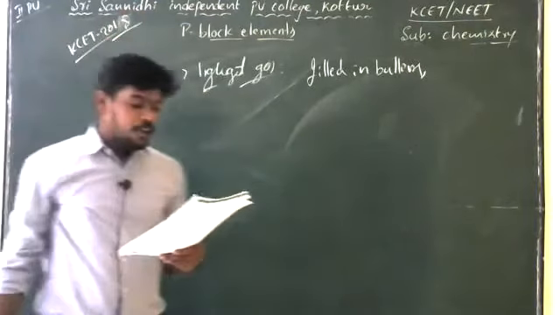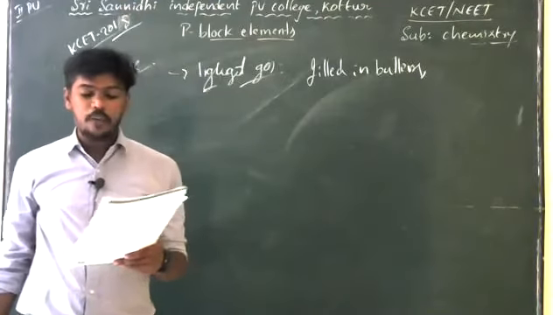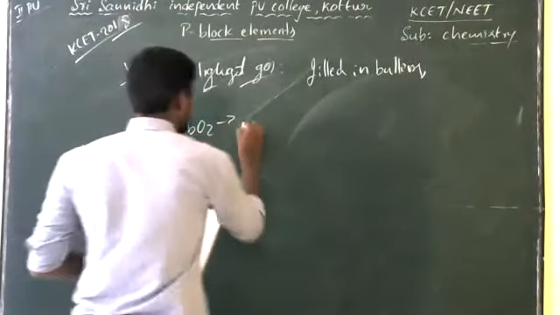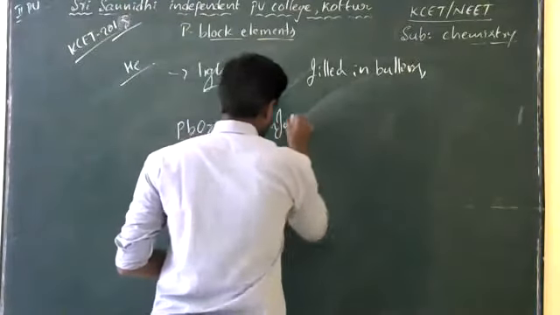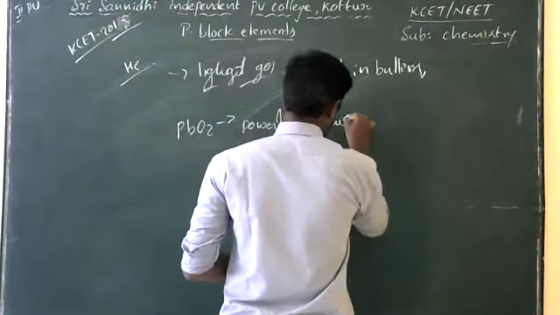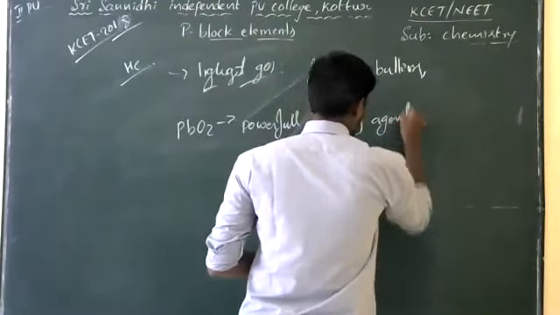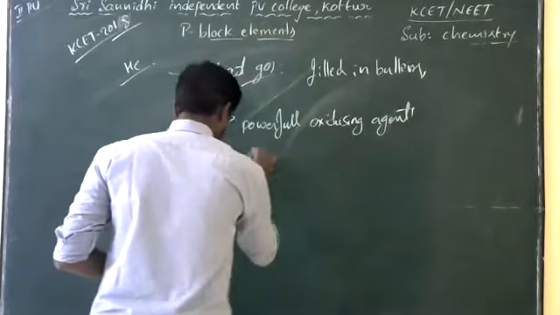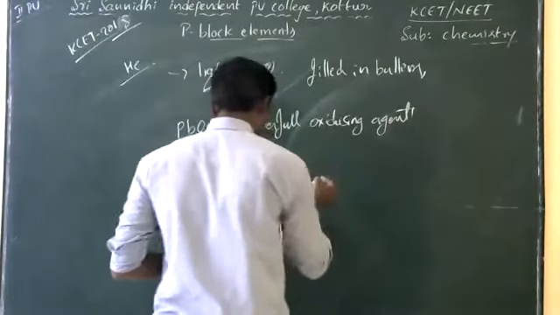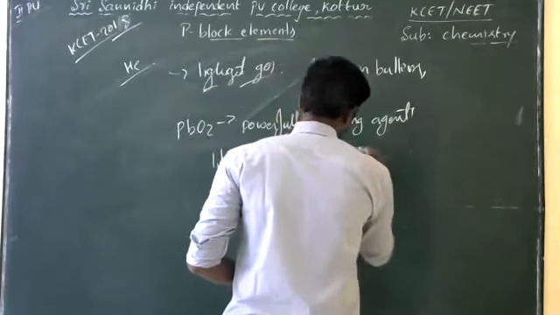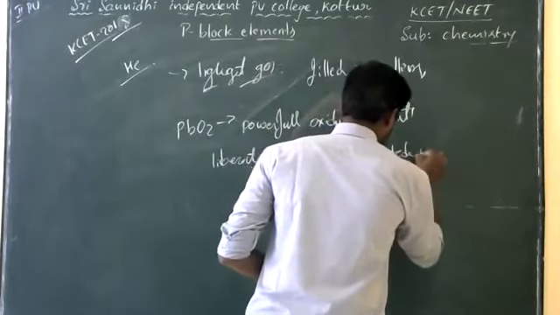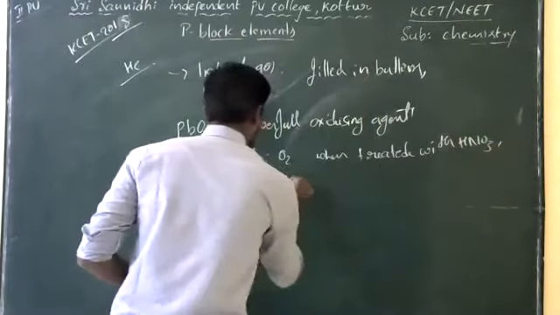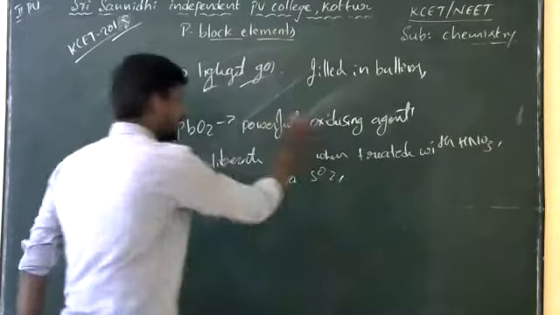First one: when PbO2 reacts with concentrated HNO3, which gas is evolved? PbO2 is a powerful oxidizing agent and always liberates O2 when treated with HNO3.